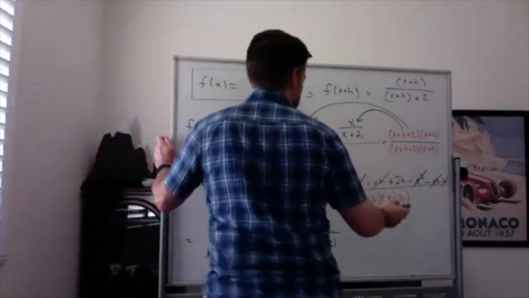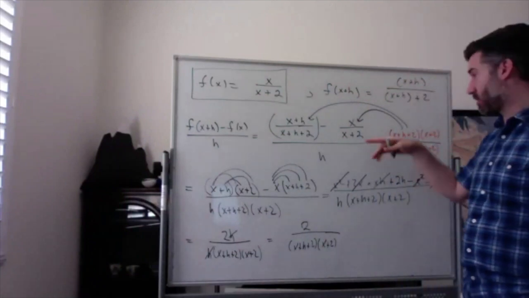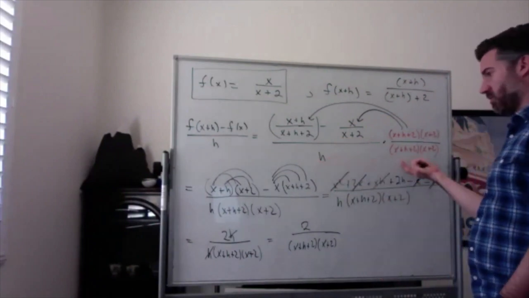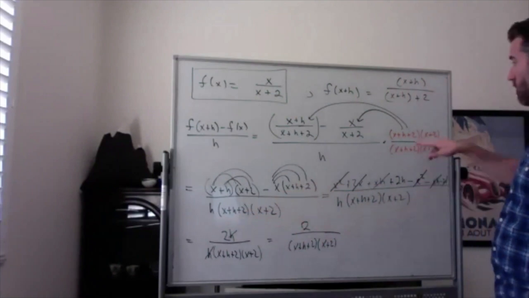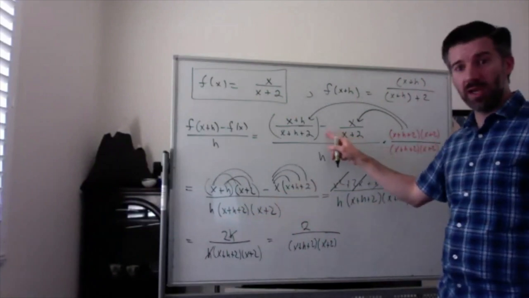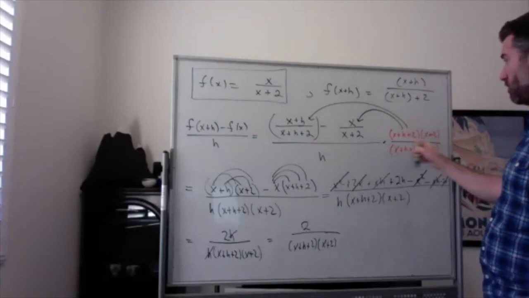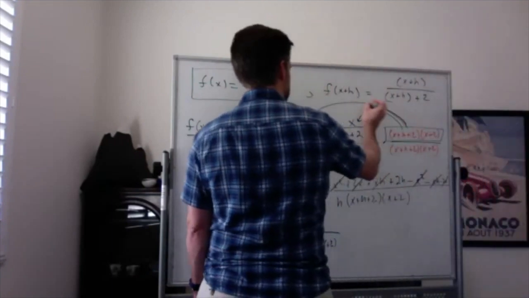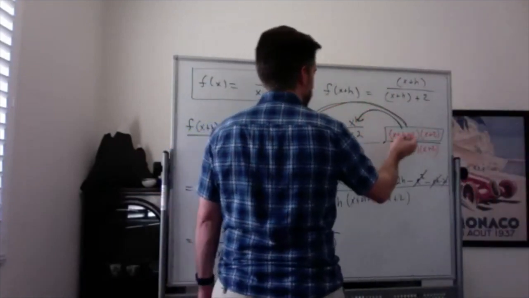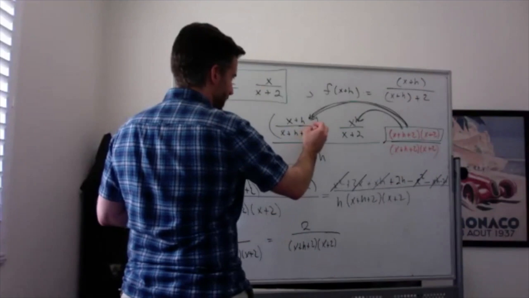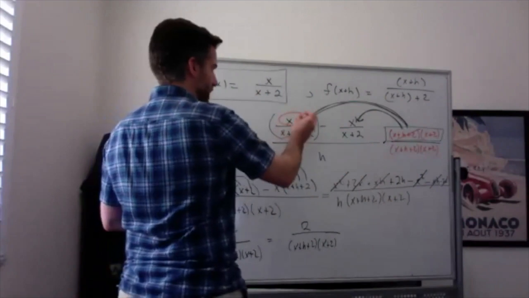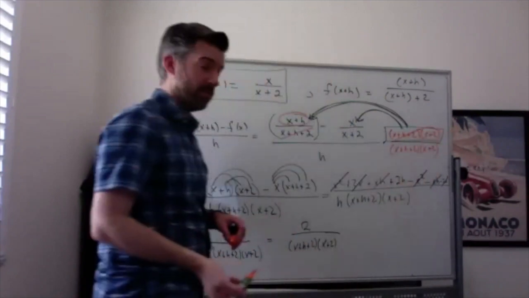When I multiply fractions together, I multiply the top parts together and the bottom parts together. The bottom parts are pretty straightforward: h times this times this. When I multiply the top parts together, since there's subtraction here, I have to distribute. I'm multiplying this whole top part in orange by this part and by this part. When I multiply it here, the denominator cancels with this factor, so I really just get this x plus h times this x plus 2, which is exactly what I've got right there.